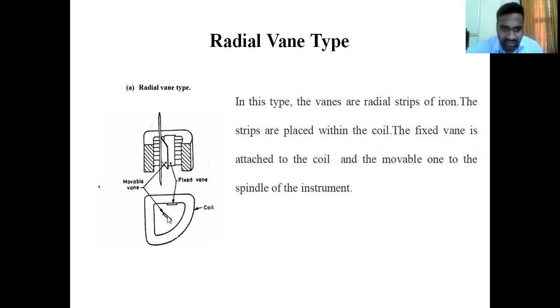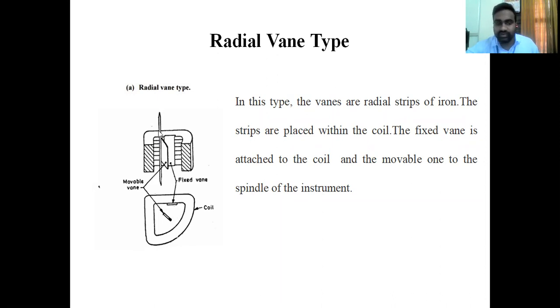Here we can see very clearly. This is the outer periphery of the coil. This is the sectored segmented coil. On the sectored segmented coil, we connected the fixed vane, and this is the moving vane. So here we have two strips. This is one strip of the fixed vane and this is one strip of the moving vane. The fixed vane is attached to the coil, and the moving vane is connected to the spindle.